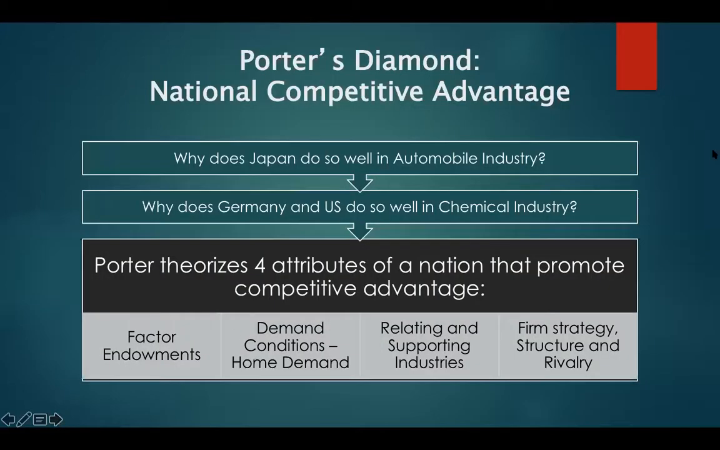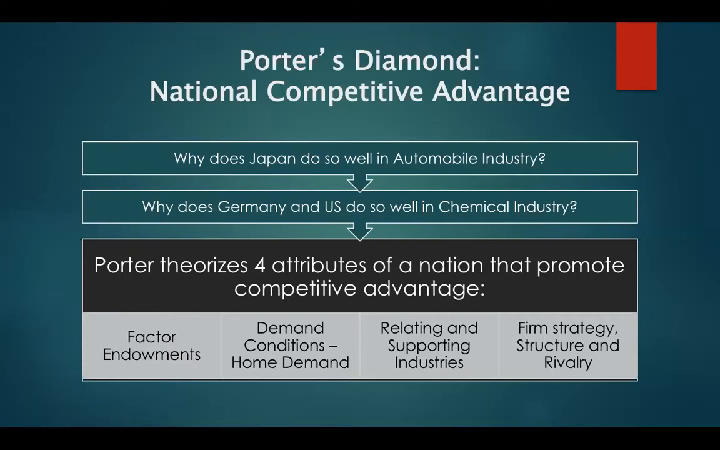Yeah, so now the next one, we move on to another theory called Porter's Diamond Framework. This is also called the National Competitive Advantage Framework. Michael Porter, an HBS professor from Harvard Business School, developed this framework. And he asked basic questions like, why does Japan do well in the automobile industry? Why do Germany and the US do well in the chemical industry? And he tried to answer these questions.